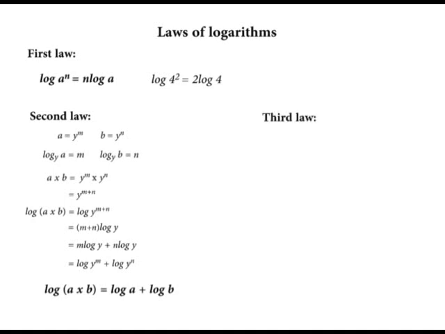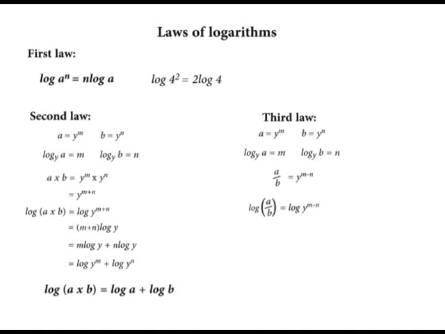Third law, using the same a is equal to y raised to m and b is equal to y raised to n, in logarithm form we'll write log to base y of a is equal to m and log to base y of b is equal to n. Applying the laws of indices, a over b is equal to y raised to m minus n. Introducing logs now, log of a over b is equal to log of y raised to m minus n.